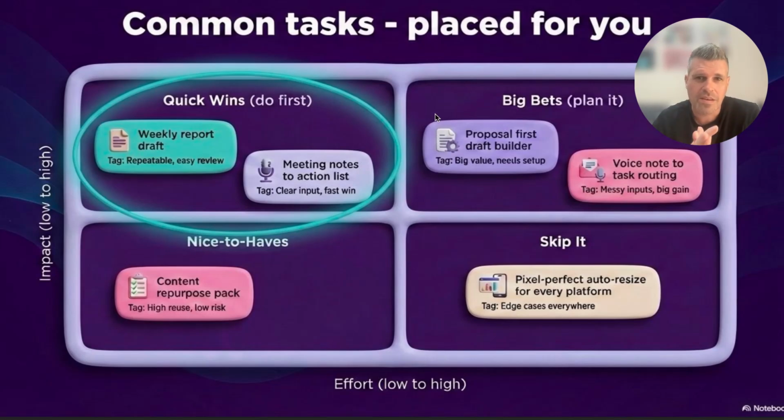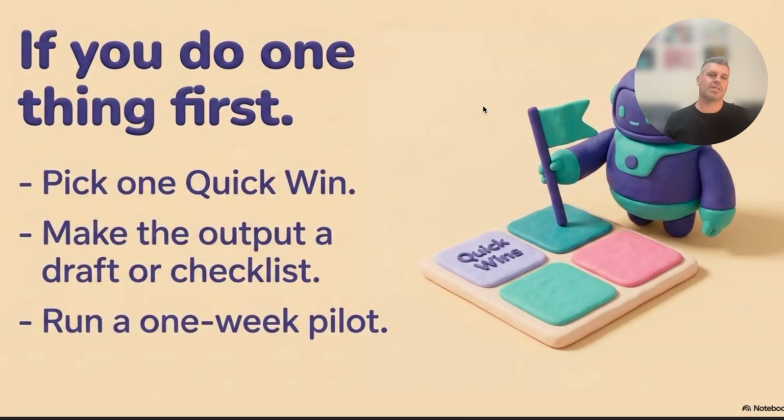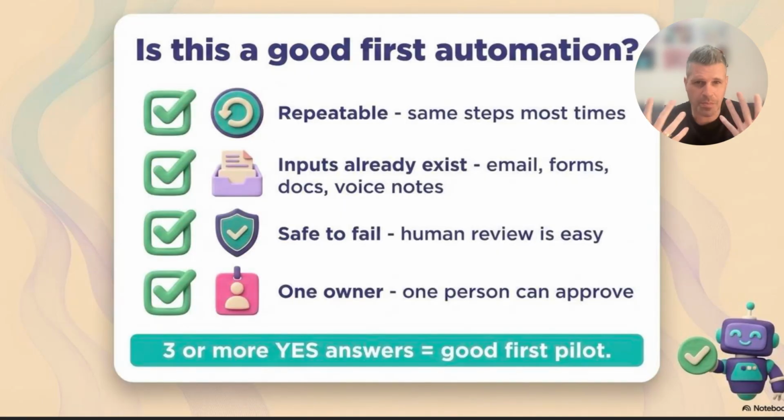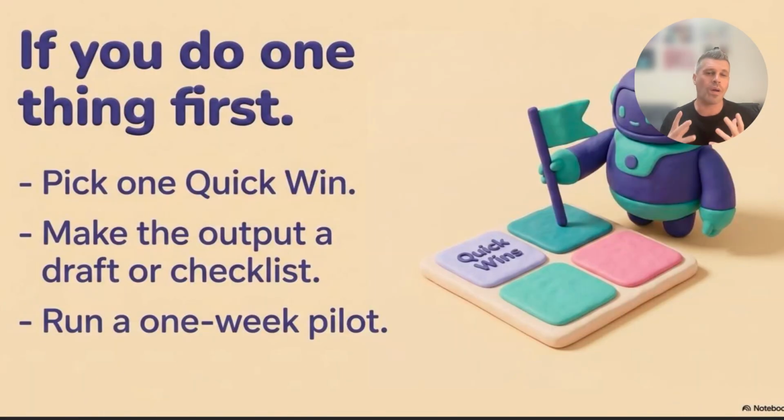So things like building a full proposal draft builder or a voice to note task routing. I've built both of these and it's taken a little while and they're really, really useful. But for your first automation, let's go for quick. And then on the lower sections, you've got nice to haves and ones that you should just skip. So if you do one thing first, just pick one quick win. Make a little checklist using the questions that we had before. Is it repeatable? Do inputs already exist? Is it safe to fail? Is there one owner?